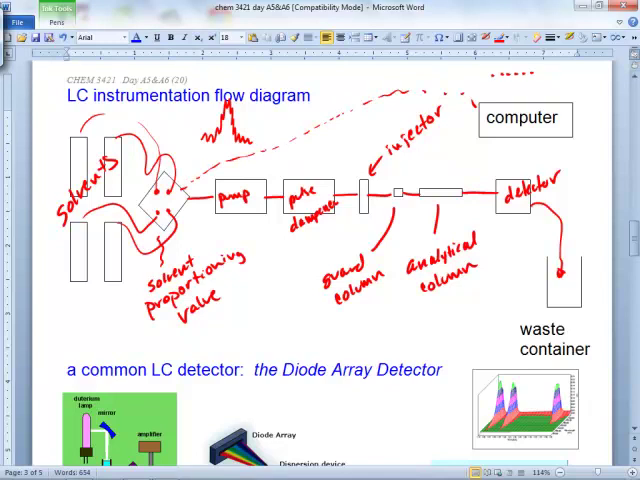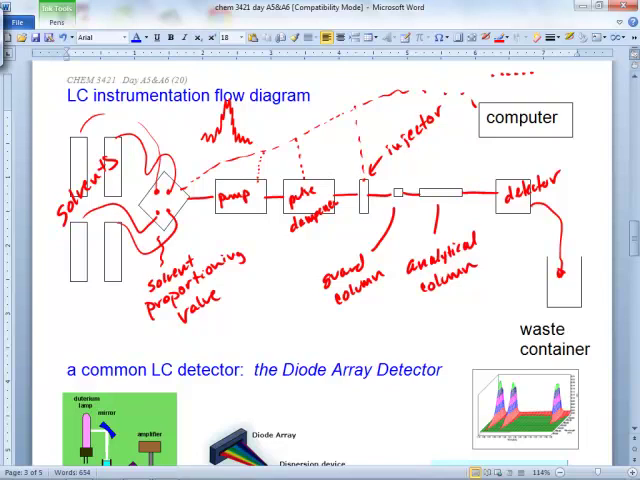He's going to go to the pump too, right, to control the flow rates. I'm sure he has to go to that pulse dampener to make sure things turn on and off. He has to go to the injector, otherwise you don't know when things were injected, what's the time.